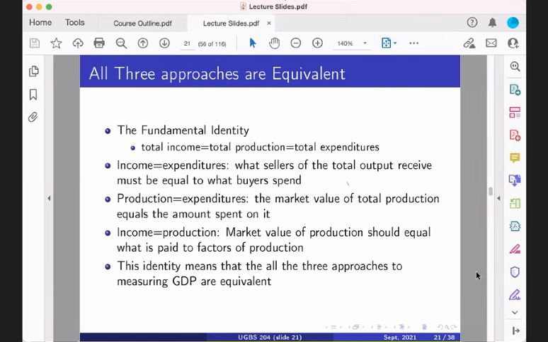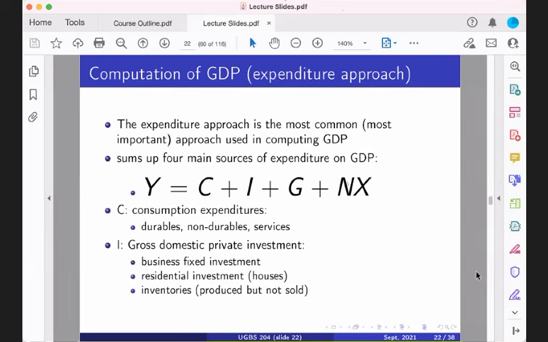So I think this slide takes on each of the approaches. This is referring to the expenditure approach, which is the most common approach used in computing GDP. Here, Y is the value for GDP. We sum up expenditure from households, which we call consumption expenditure, then add the expenditure by firms, investments, then the expenditure by government, and then we add a factor called net exports.